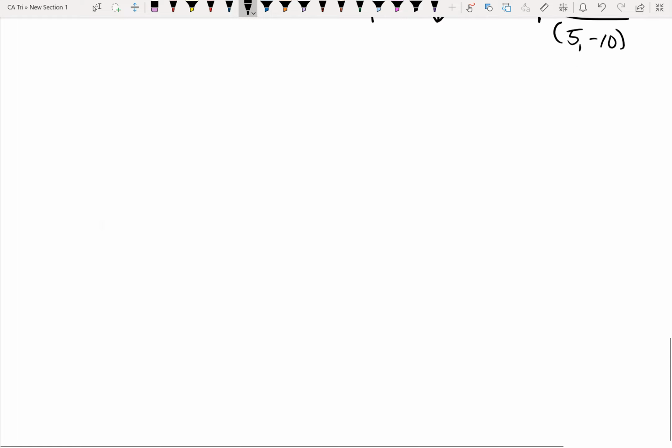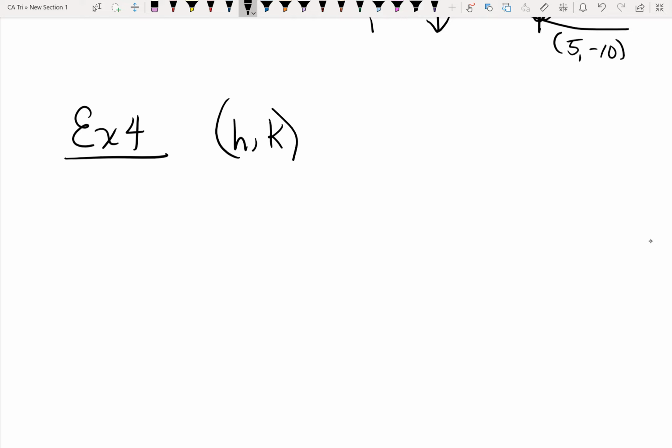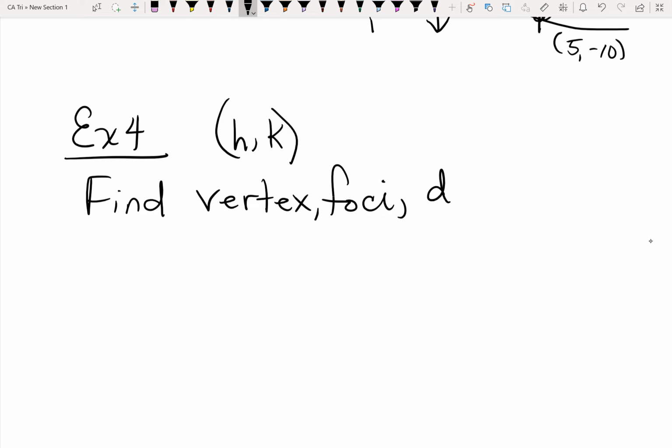Now, example 4 is a little different. Example 4 says, given the parabola with h, k. So we're no longer at the origin. They want you to find the vertex, the foci, directrix, and then graph.